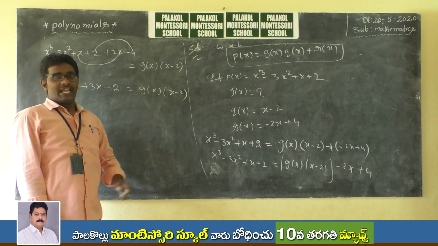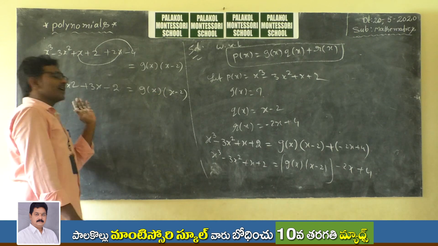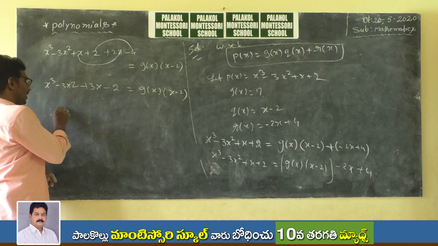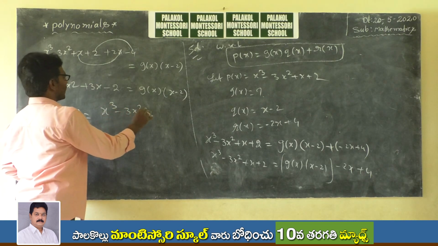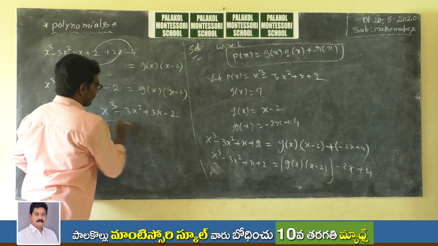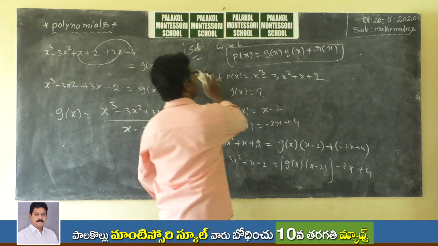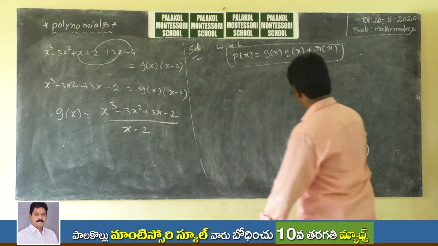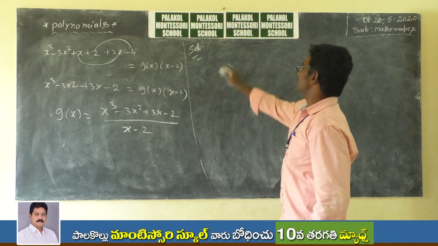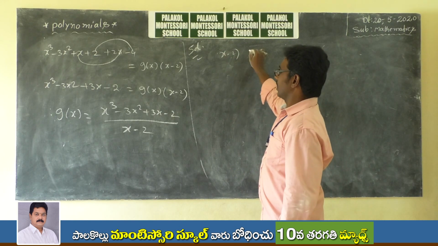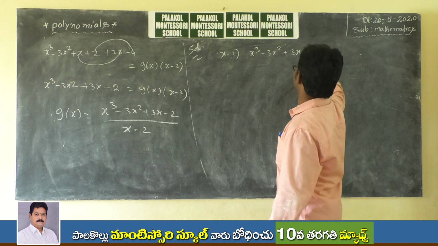Minus 2. Here x minus 2 is multiplication. Send that side, division. So finally, therefore g of x is equal to x cube minus 3x square plus 3x minus 2 by x minus 2. You know that the division method is x minus 2 into x cube minus 3x square plus 3x minus 2.